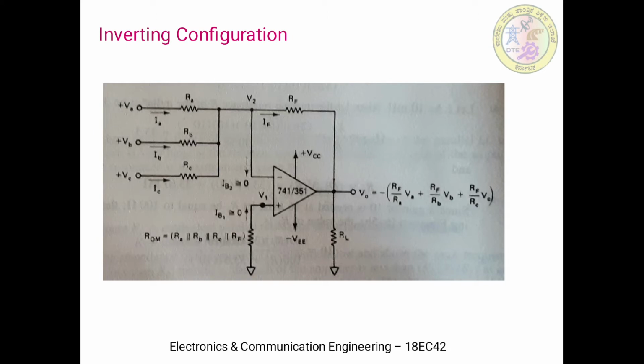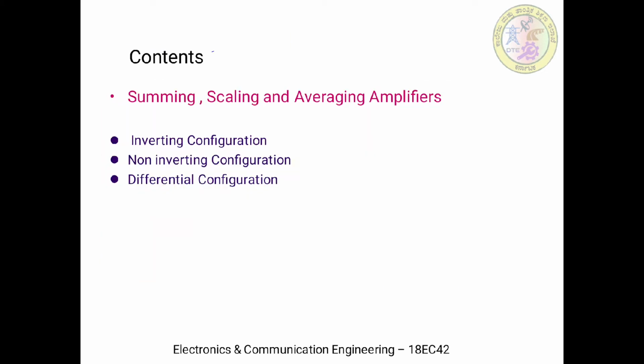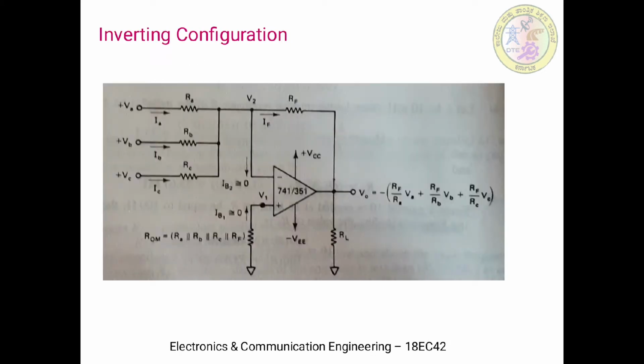The circuit diagram shows the inverting configuration with three inputs VA, VB and VC. The three inputs are applied through the resistors RA, RB, RC to the inverting terminal, and here ROM is equal to RA parallel to RB parallel to RC parallel to RF. This is used for the offset bias compensation, and RF is the feedback resistance.